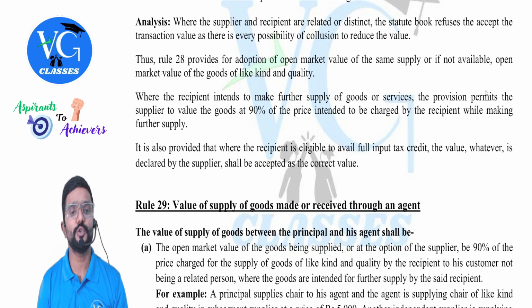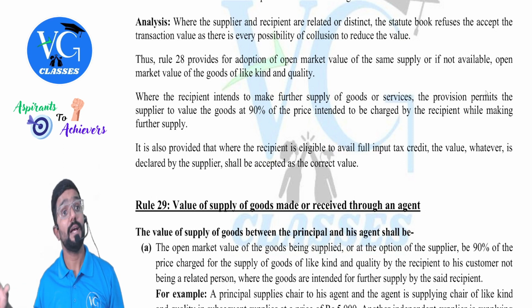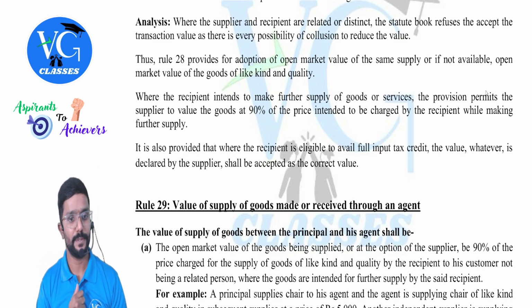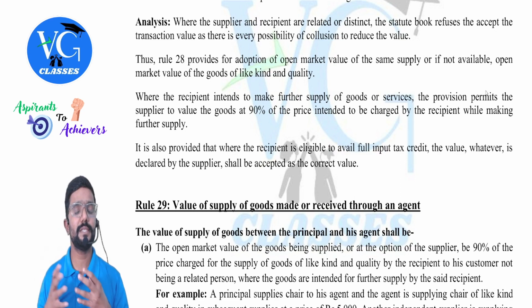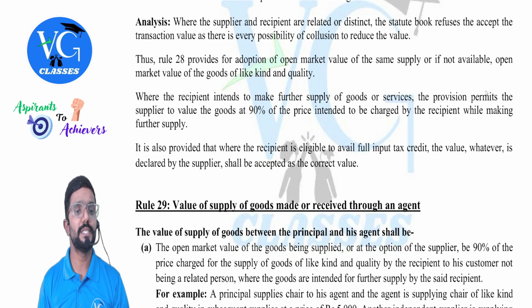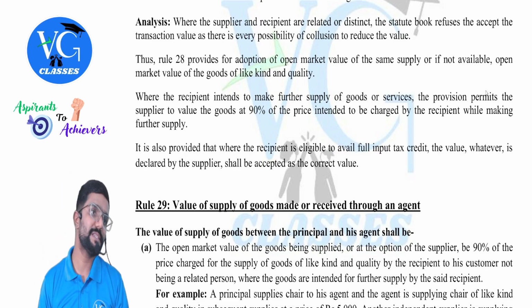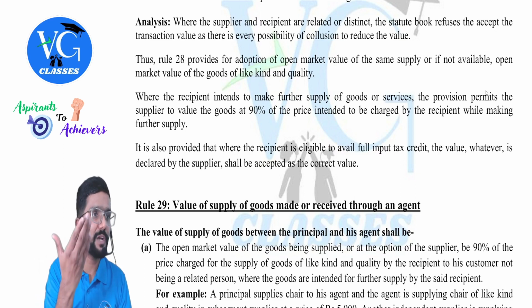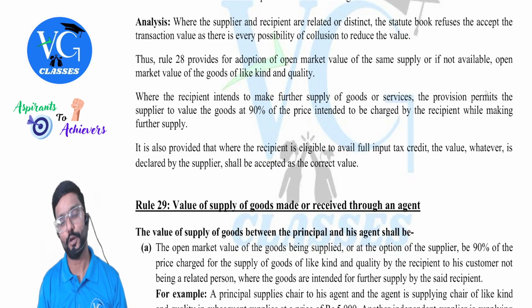Where the recipient intends to make further supply of goods or services, the provision permits the supplier to value the goods at 90% of the price intended to be charged by the recipient while making further supply of like kind and quality. It is also provided that where the recipient is eligible to avail full ITC, whatever value is declared by the supplier in the invoice shall be accepted as the correct value. Whether it is less or more, we don't care. Why so? Because anyway, whatever GST the supplier pays to the government, the recipient will claim the credit of it.